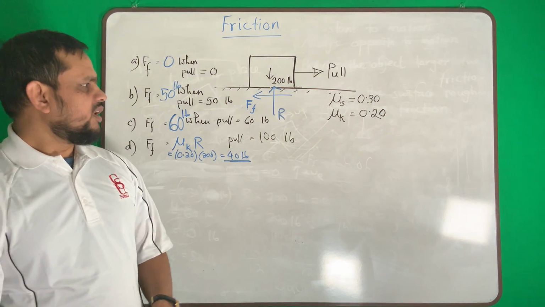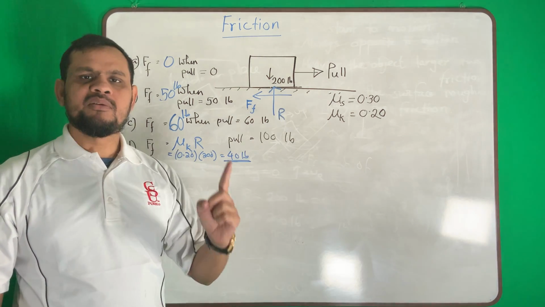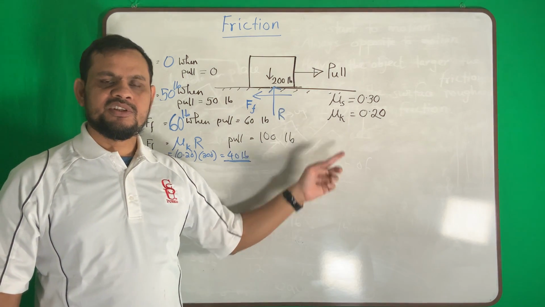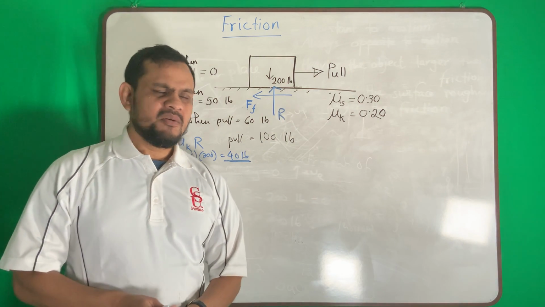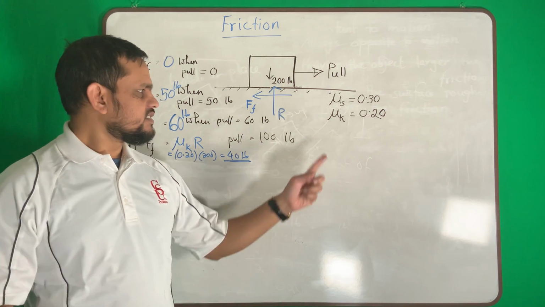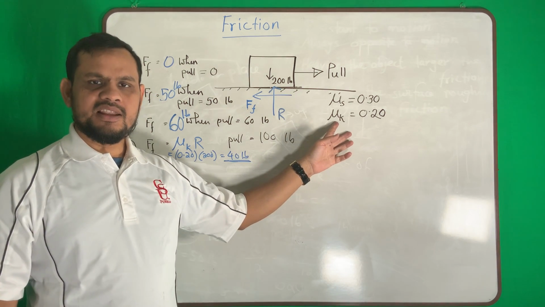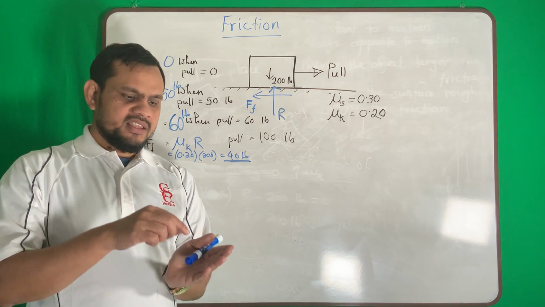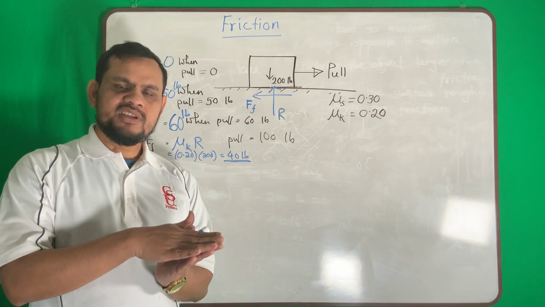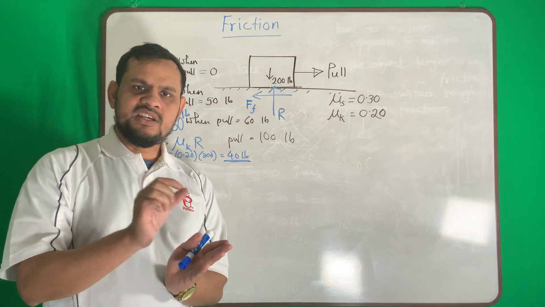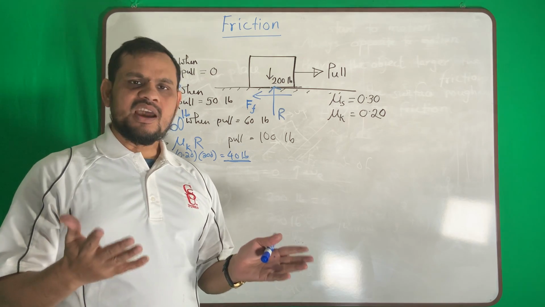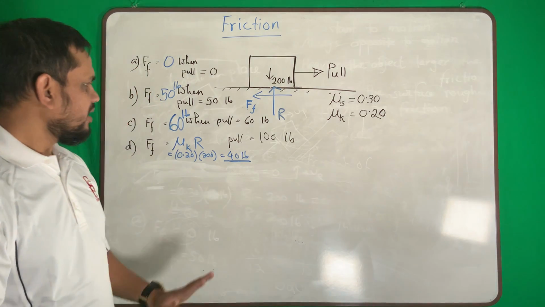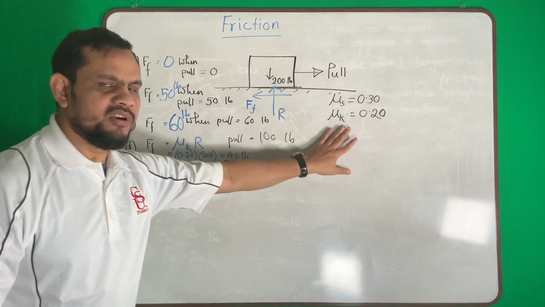Now, if the problem doesn't give you two values, only one value, that means in that case, the coefficient of static friction and kinetic friction can be assumed equal. But in most cases, or I think in all cases, kinetic friction is less. The reason is when the body is in motion, the interlocking between the surface and the body is likely to be less. So to my logic, this value is always smaller.